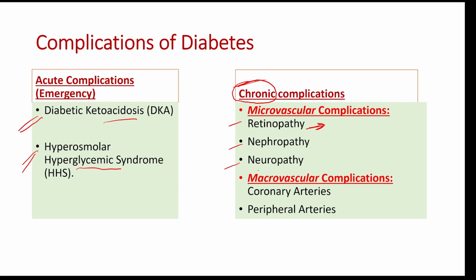Regarding the macrovascular complications, this mainly affects the large vessels. Here we talk about coronary arteries that are responsible for providing blood flow to the heart. Then we have peripheral arteries that go to the extremities, and this could be responsible for gangrene if we have any pathological change in the peripheral artery. This will lead to gangrene.